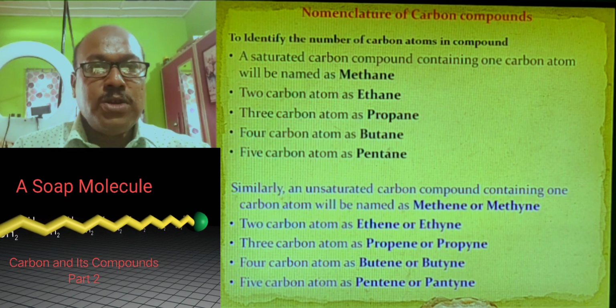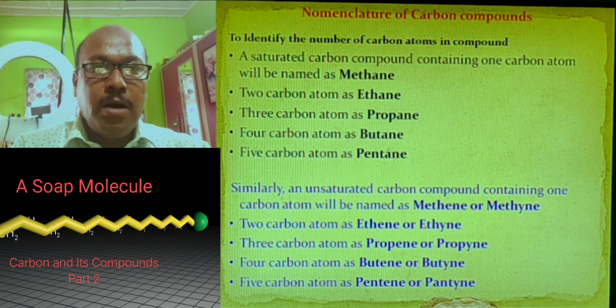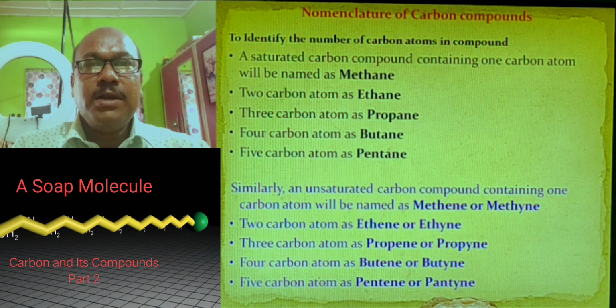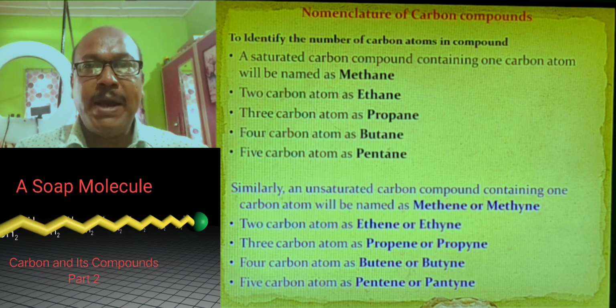If only one carbon atom is present in a saturated hydrocarbon, it is methane. A single carbon atom in a saturated hydrocarbon is methane. Two carbon atoms, then it will be ethane. Three carbon atoms, propane. Four carbon atoms, butane. And five carbon atoms, pentane.